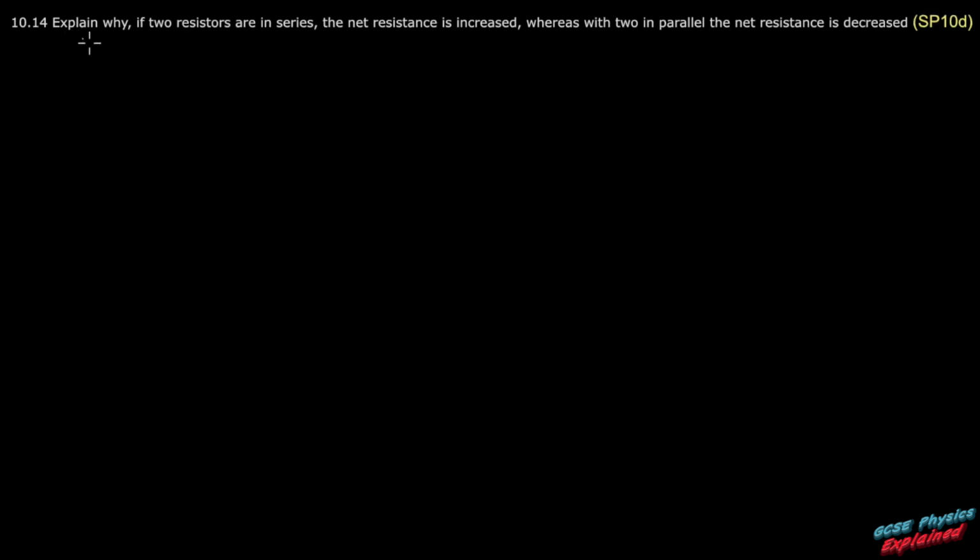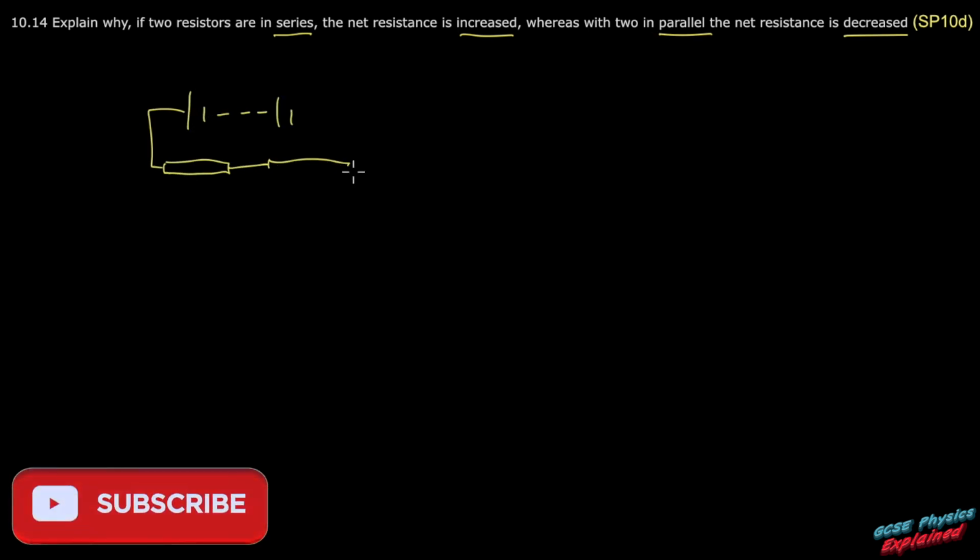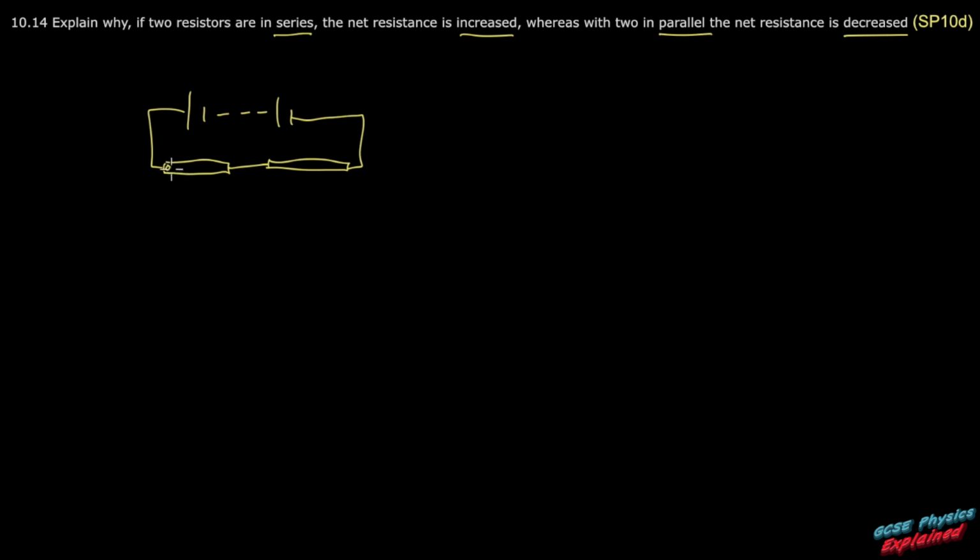Number 14. Explain why, if 2 resistors are in series, the net resistance is increased, whereas with 2 resistors in parallel, the net resistance is decreased. Okay, so if you think about a resistor, it has got lots of little atoms in, and the current finds it very difficult to push its way through all those little atoms. It's what we call a lattice. So as the electrons are travelling through the resistor, you get a certain amount of collisions here, which slows the current down, and then you also get collisions here, which slows it down.